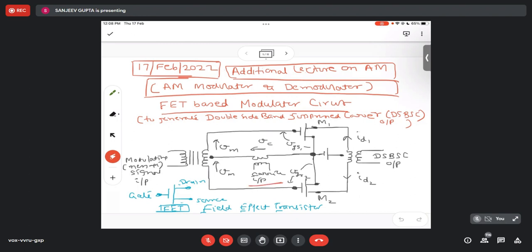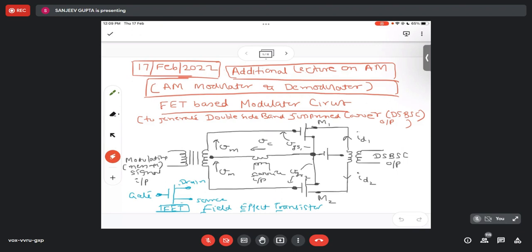So we apply a carrier input also and the input message signal here. And then we use two FETs, M1 and M2. These two FETs are the same, meaning they are matched FETs. That means they have the same values of the various parameters of a field effect transistor. I think you must have already learned that FETs, field effect transistors, are a better version of BJT. They can go up to high frequencies also.